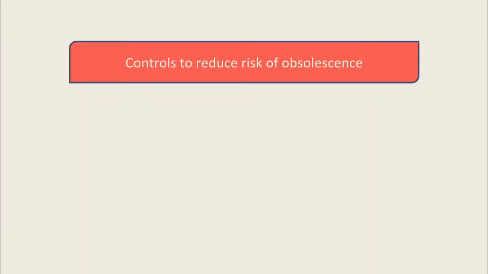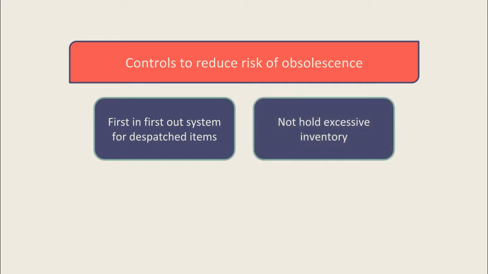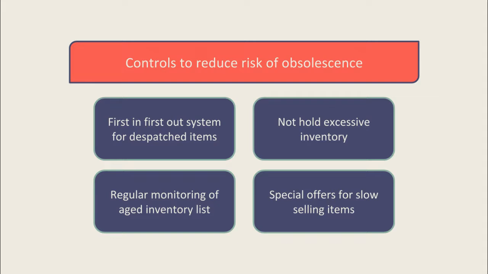And examples of controls to reduce the risk of obsolescence are a first in, first out system for items being dispatched, not to hold excessive amounts of inventory, regular monitoring of aged inventory list for old, slow-moving items, and special offers potentially to shift items that are not selling faster.